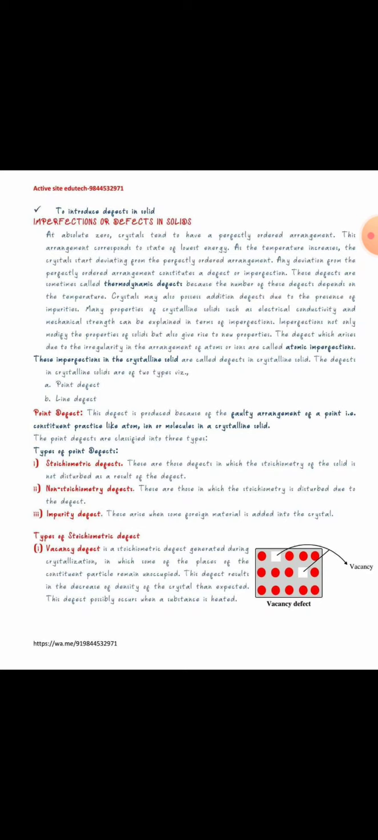Another type of point defect is impurity defect. So, impurity defect, as the name suggests, is that type of point defect in which a foreign body or a foreign particle occupies an interstitial site or a lattice site in a particular crystalline solid. And such type of defect, which results as a result of some impurity, some foreign body, is called as impurity defect.